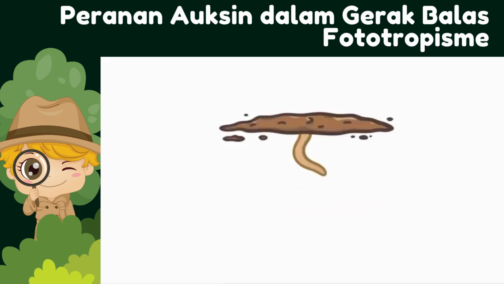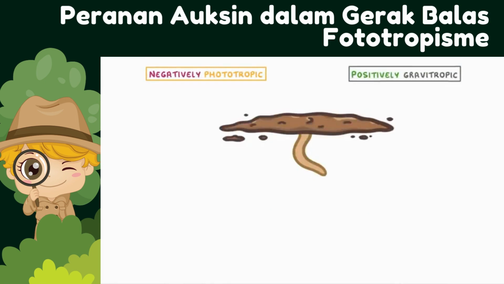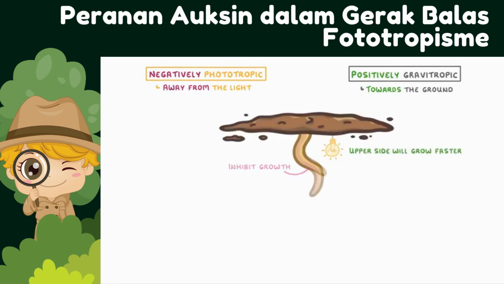Now, the roots are basically just the opposite. They're negatively phototropic and positively gravitropic, so they grow away from the light and down towards the ground. Normally, all the plant roots will be underground, so they don't detect any light. But if they do happen to get exposed to light for some reason, then the auxins will accumulate on the lower shaded side. And remember that in the roots, auxins inhibit growth, so the upper side will grow faster and cause the root to curve downwards.